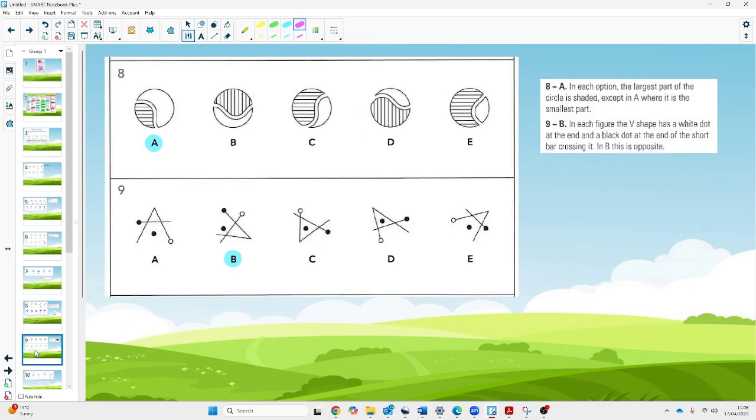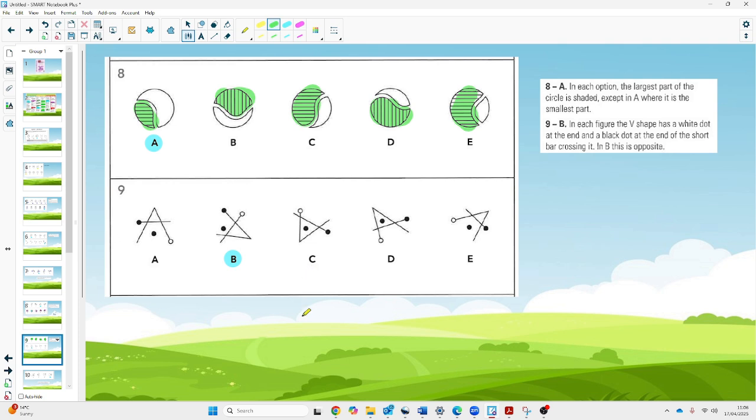Question 8, the answer is A, because in each option, the largest part of the circle is shaded, except in A, where it's the smallest part. So hopefully you can see here that these are quite large parts of the figures. They've been hatched and shaded, the bigger part of the circle, whereas on this part here, you can see that's the smaller part.